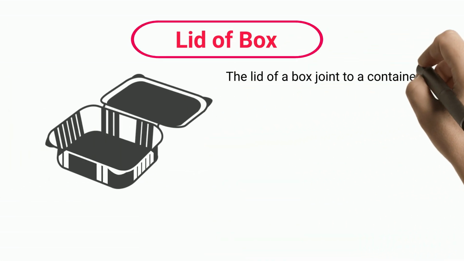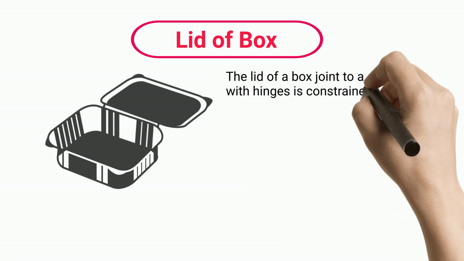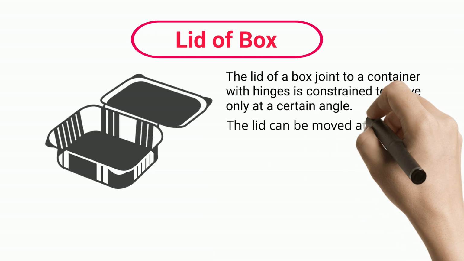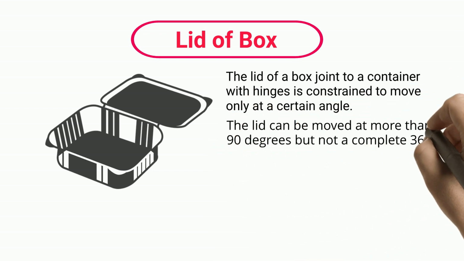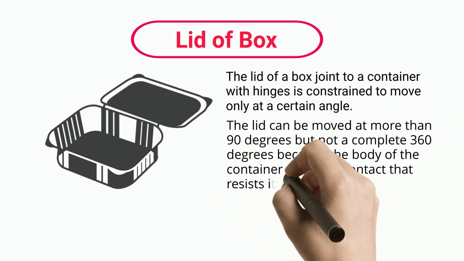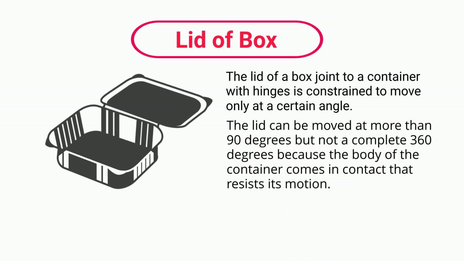Lid of box. The lid of a box joined to a container with hinges is constrained to move only at a certain angle. The lid can be moved at more than 90 degrees but not a complete 360 degrees because the body of the container comes in contact that resists its motion.